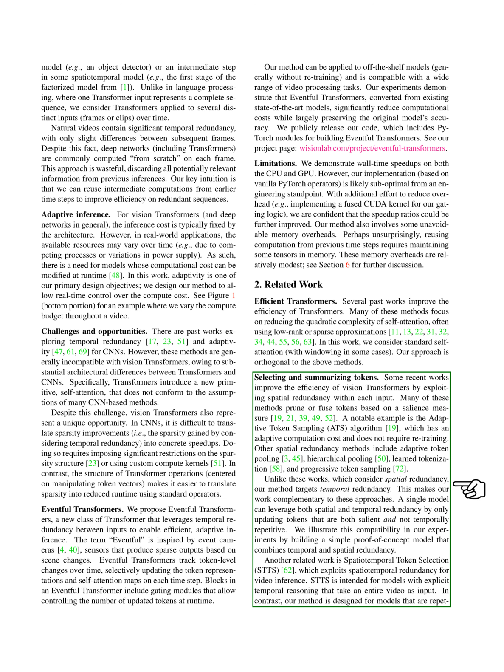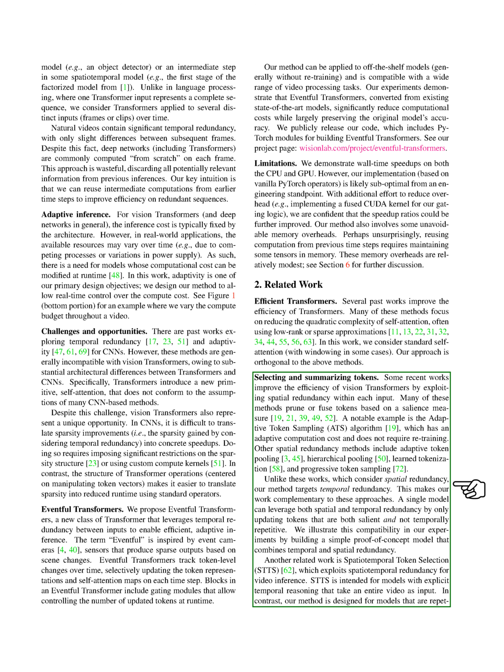There's also been a surge of interest in improving the efficiency of vision transformers by exploiting spatial redundancy within each input. Many of these methods involve pruning or merging tokens based on their importance. A prime example is the adaptive token sampling (ATS) algorithm, which adjusts its computational cost and doesn't require retraining. Other techniques include adaptive token pooling, hierarchical pooling, learned tokenization, and progressive token sampling. Our method, however, targets temporal redundancy, making it a complementary approach to these spatial redundancy techniques.